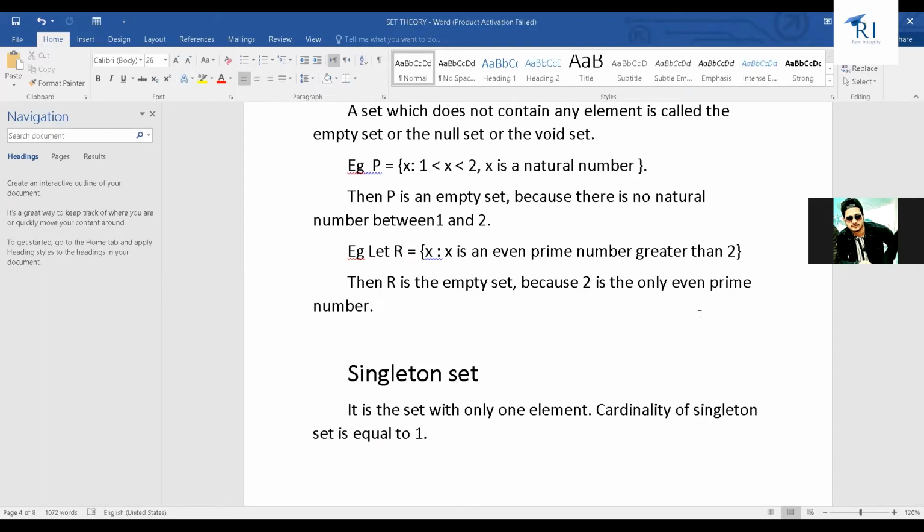Now singleton set, simple. It's just a set that has only one element or only one member. That's known as a singleton set. And we know the cardinality of this set is 1 because there is only one member in that set.